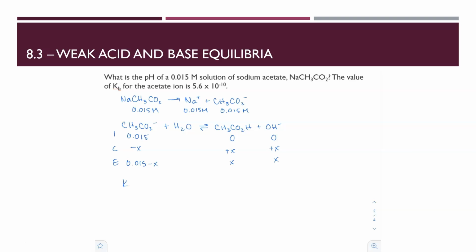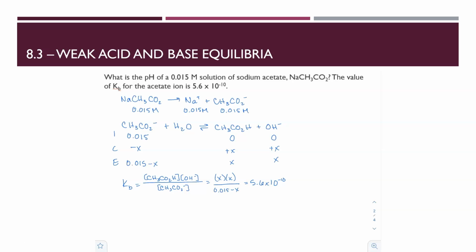So we'll go ahead and set up this expression. So Kb is going to be the products divided by the reactants, which then when we substitute in our values at equilibrium gets us X and X, and then 0.015 minus X. And we're told that our Kb value is 5.6 times 10 to the negative 10th.